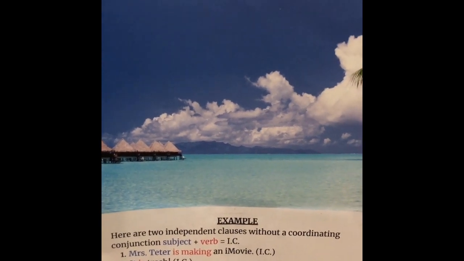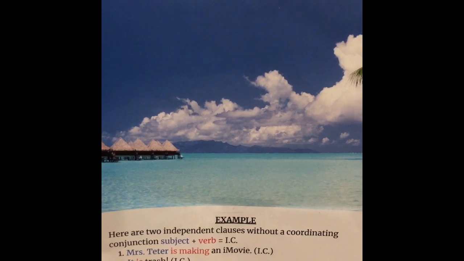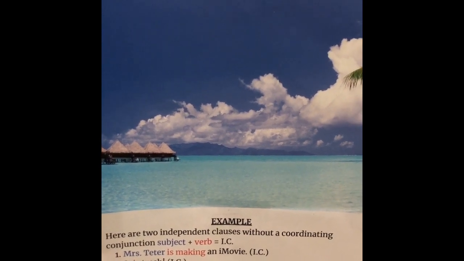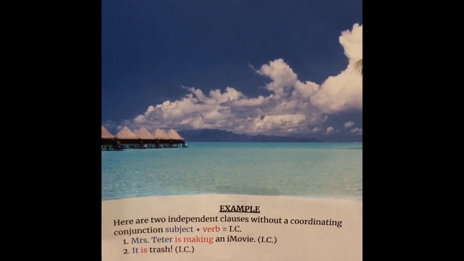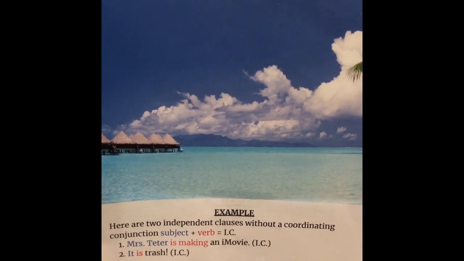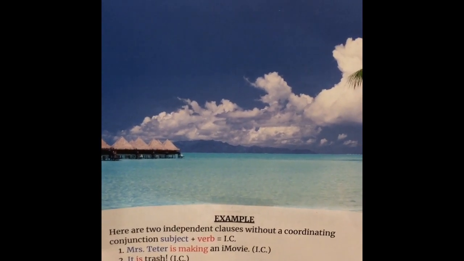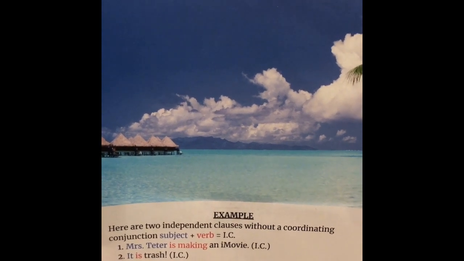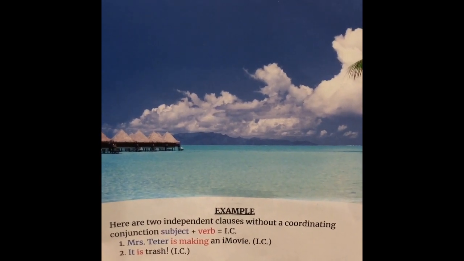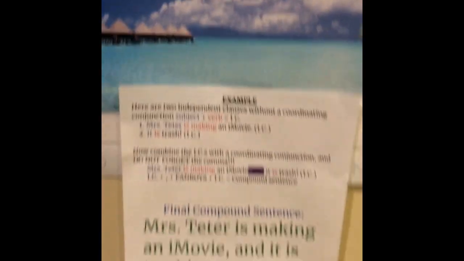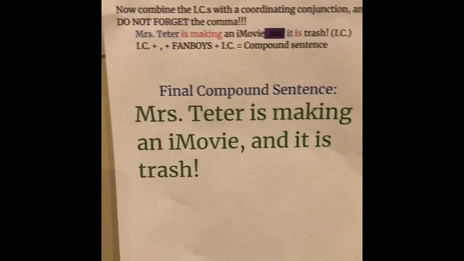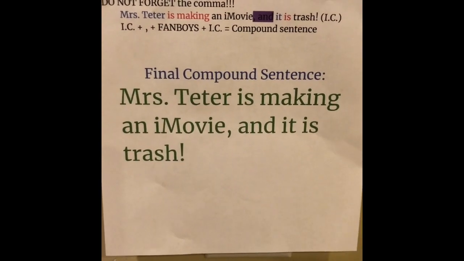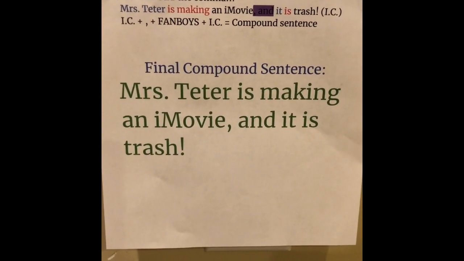Let's combine them. Mrs. Teter is making an iMovie and it is trash. So we have our independent clause plus a comma and fanboys, which is and, plus independent clause. And that equals a compound sentence. Mrs. Teter is making an iMovie and it is trash. That is a compound sentence.